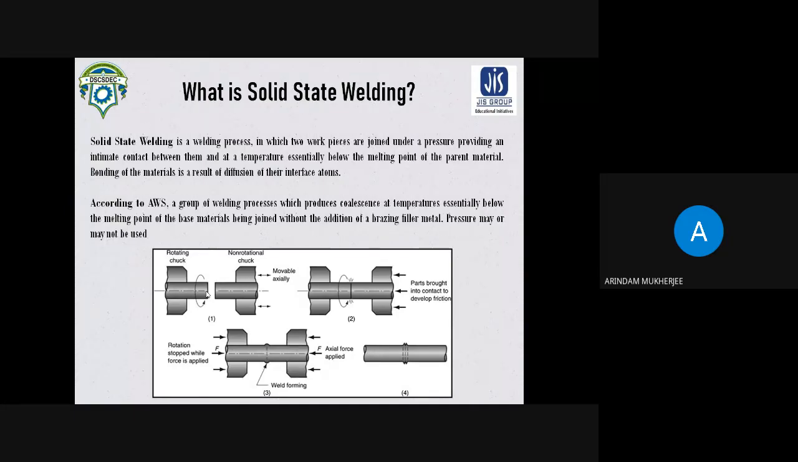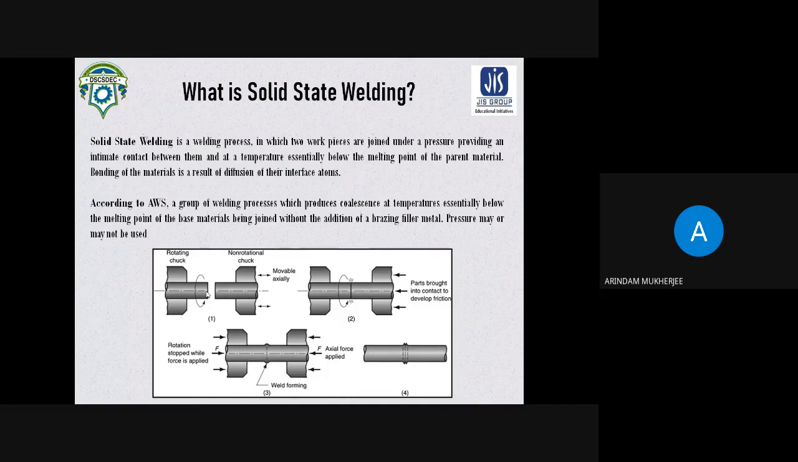Now these two parts are brought together in contact, and because one part is rotating, friction is created, and because of this friction, high thermal energy is generated. Because of this thermal energy, the mating parts are deformed. If we apply some amount of pressure from both sides, then after some time these two materials are joined. This is the principle of friction welding. Friction welding is also an example of solid state welding.